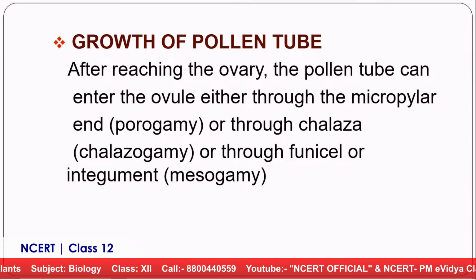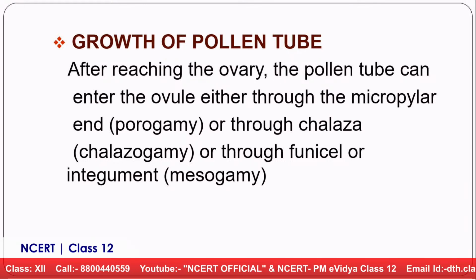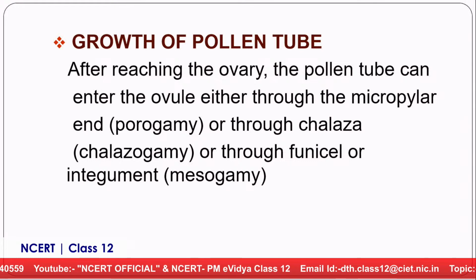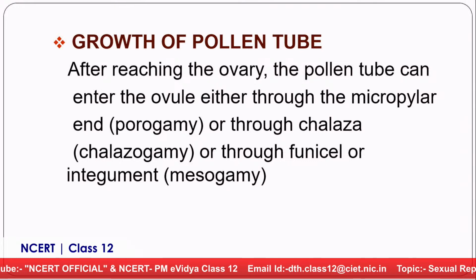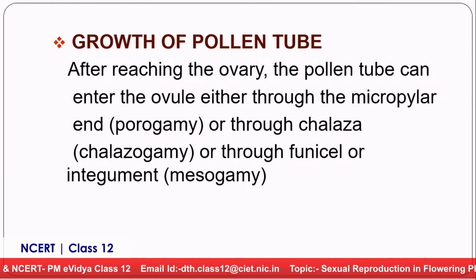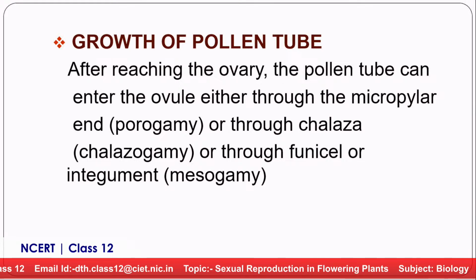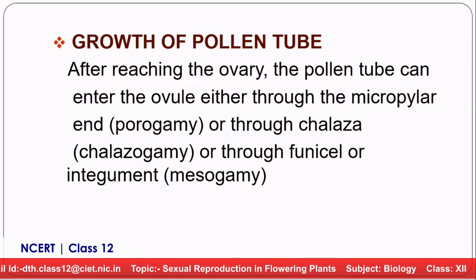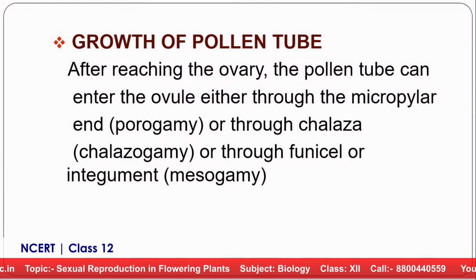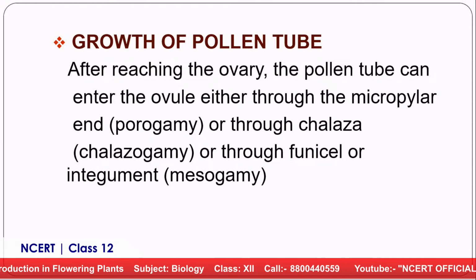Growth of pollen tube. Now how will this pollen tube enter? It has reached the ovary, so after that how will it enter the ovule? So after reaching the ovary, the pollen tube can enter the ovule either through the micropylar end, which we call porogamy, or through the chalazal end, chalazogamy, or through the funicle or integument, that is mesogamy. Because there has to be some entry point through which the pollen tube enters.